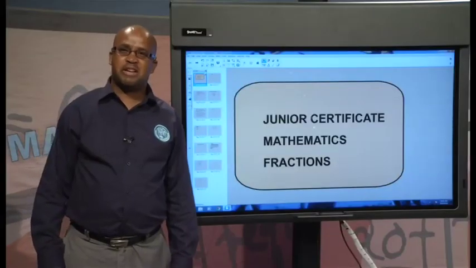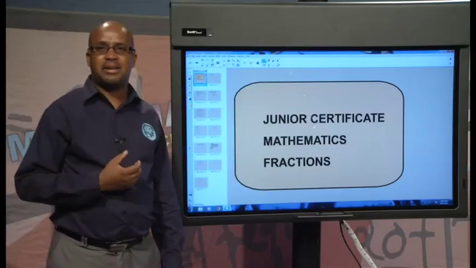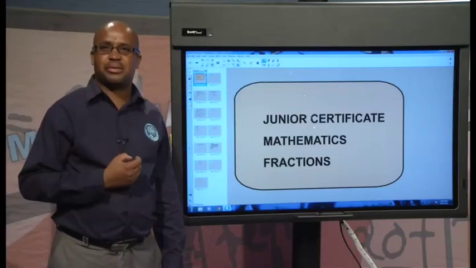Apart from simplifying fractions by addition and subtraction, we can simplify fractions by multiplication and division.